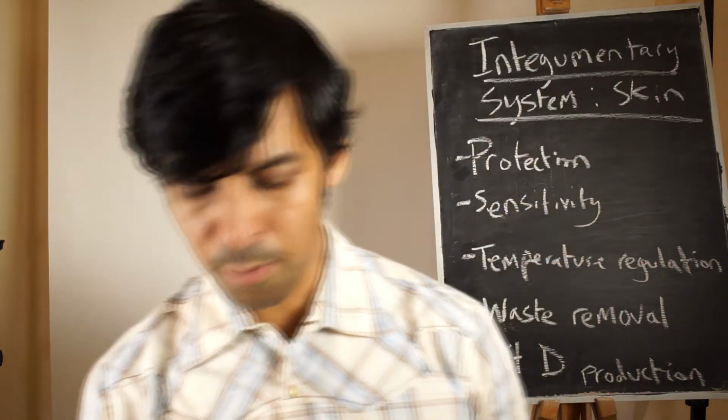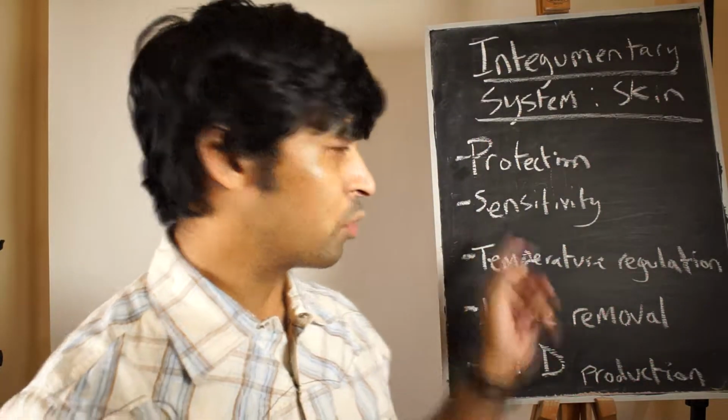The next one is sensitivity. Your skin has lots and lots of nerve endings in it. And if you put your hand on something, you can feel it. Now, if it's something dangerous, like something that's hot or something like a predator that can bite you, there's a signal that goes to the brain or the spinal cord, and it comes back to your muscles, allowing you to move your hand away. So this is a very important survival mechanism.